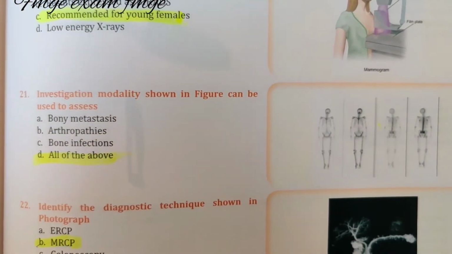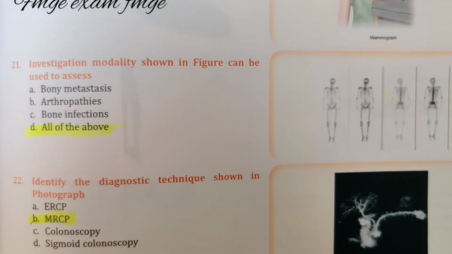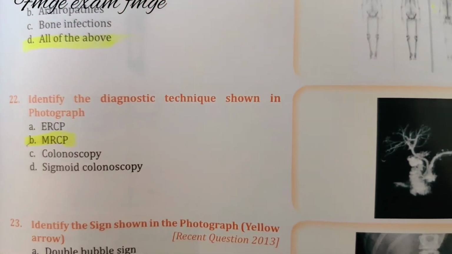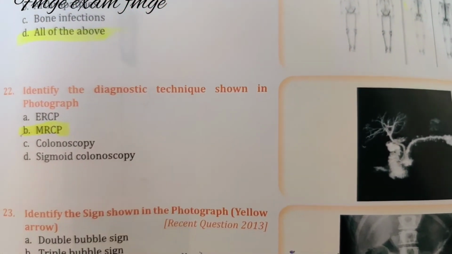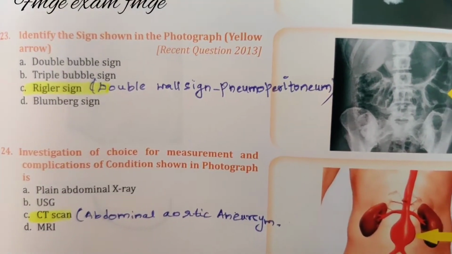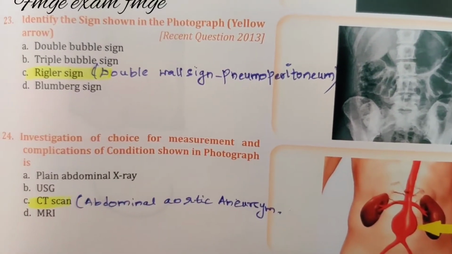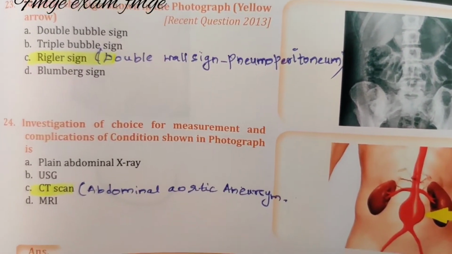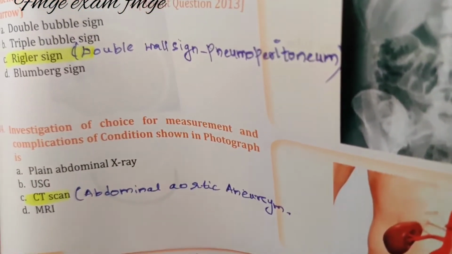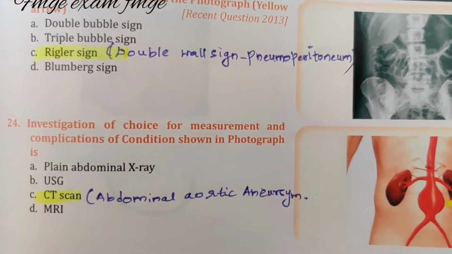Investigation modality shown in the figure can be used to assess all of the above. Identify the diagnostic technique shown in the photograph: MRCP. Identify the sign shown in the photograph: the yellow arrow denotes Rigler sign, double wall sign in pneumoperitoneum. Investigation of choice for measurement and complication of the condition shown in the photograph.